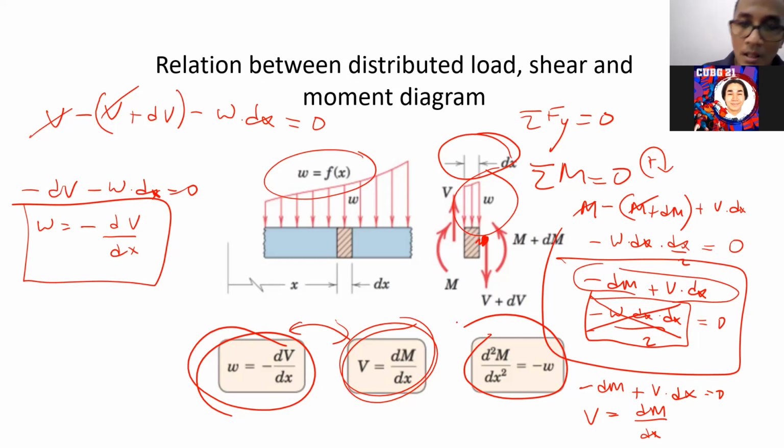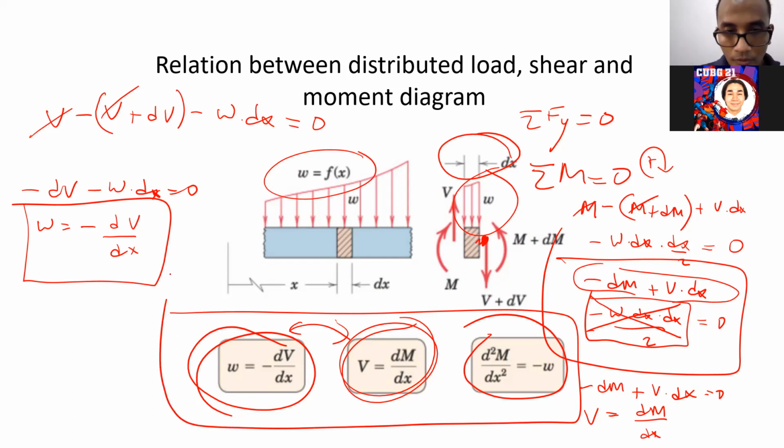Yep. So this is the relation that we normally have for distributed force, internal shear force, and internal moment. In your calculation later to find the internal moment and internal shear force, most of the time we don't have to use this, but we can use it to check whether our equation is correct or not based on the relation between one and each other.